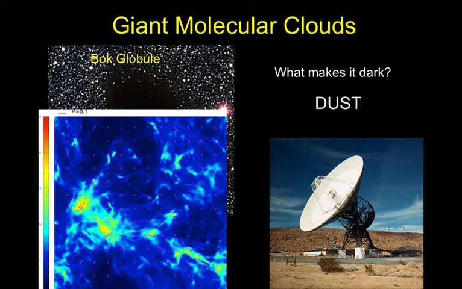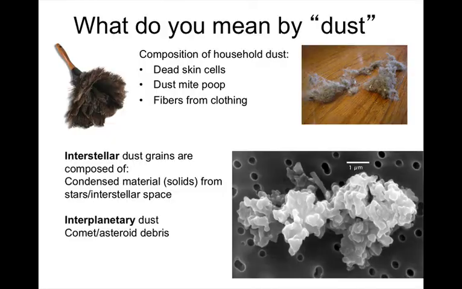Before I go any more into that, I'd like to tell you a little bit about what I mean by dust, because when we hear that word, we think of household dust, which is actually very different from interstellar dust. The composition of household dust, I hate to tell you, but it's true, is mostly dead skin cells, the poop of dust mites that live in your furniture, and fibers from your clothing. And when I say dust between the stars, obviously that's not what I mean.